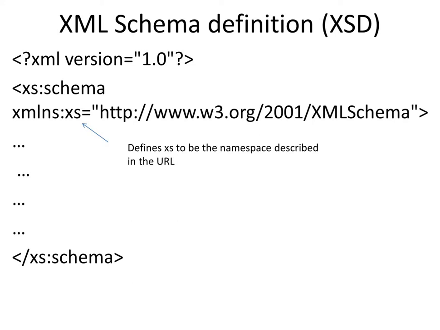The namespace which is used here is xs. This namespace is defined with the attribute xmlns of the schema tag. So this defines xs to be the namespace described in the URL. So within the schema tag, you can mention the other elements. You can give the structure for the other elements of the XML document.